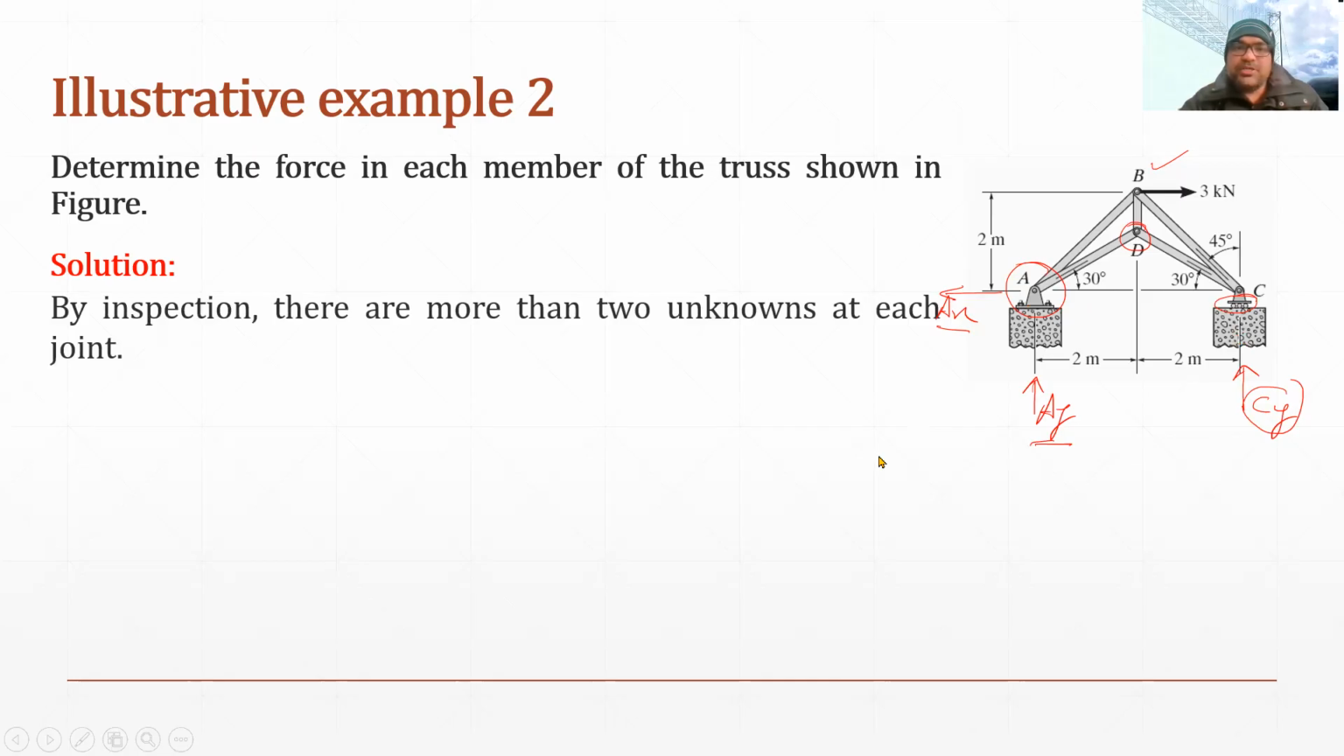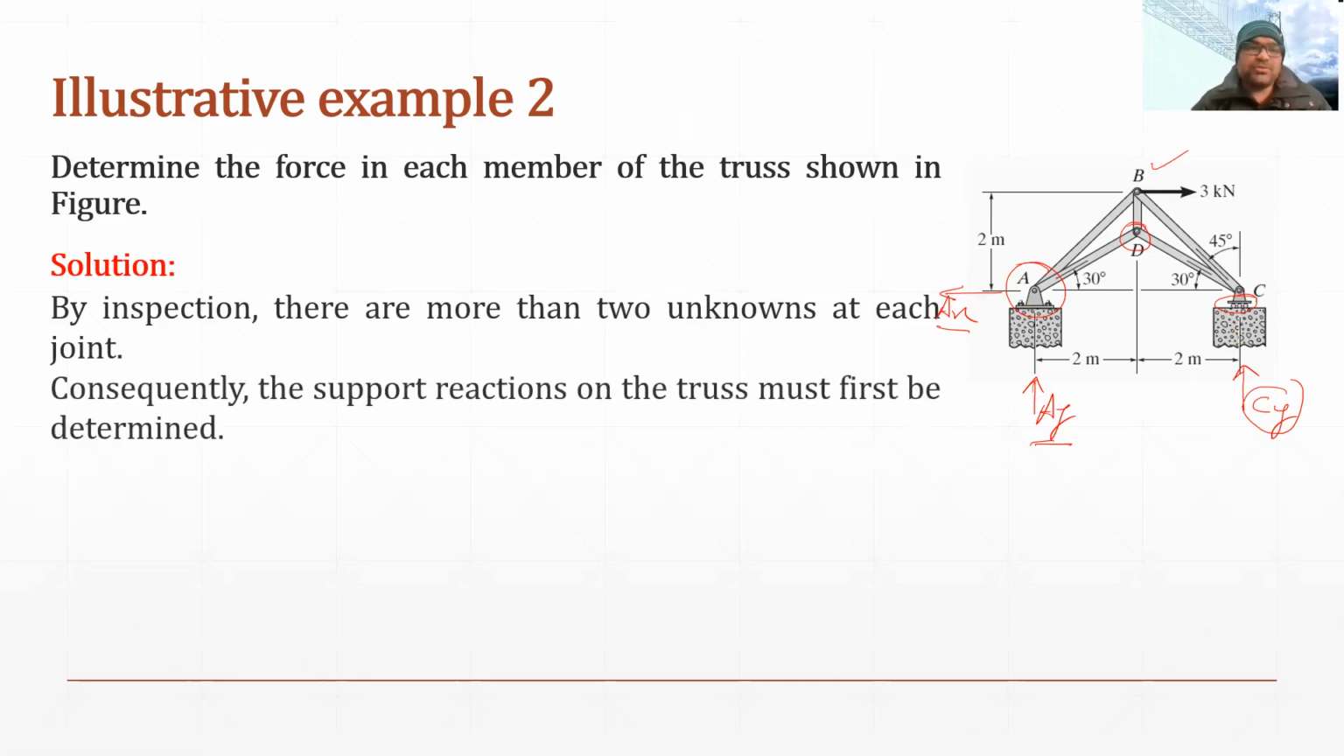By inspection, there are more than two unknowns at each joint, and consequently, the support reactions on the truss must first be determined. We will find the reactions just like we calculated in the previous lecture, using the same process. We assume the whole system is in equilibrium, and we apply the equilibrium equations. For the reaction calculation, the reactions here are AX, AY, and CY, and we need to find their values.